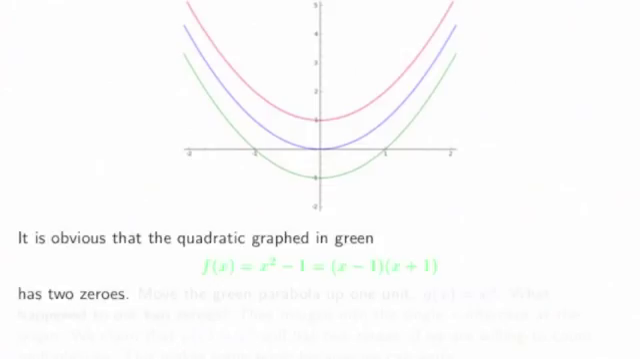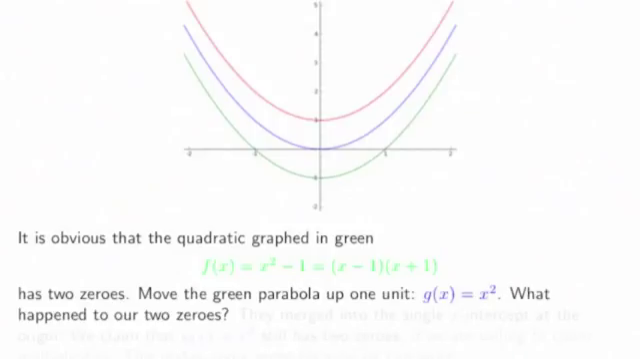It's obvious that the quadratic graphed in green, f of x is x squared minus 1, has two zeros at 1 and minus 1. In other words, x squared minus 1 factors into x minus 1 times x plus 1. If we move this green parabola up one unit, we get the graph in blue, g of x equals x squared. Now the two real zeros at minus 1 and 1 have merged into a single x-intercept at the origin.